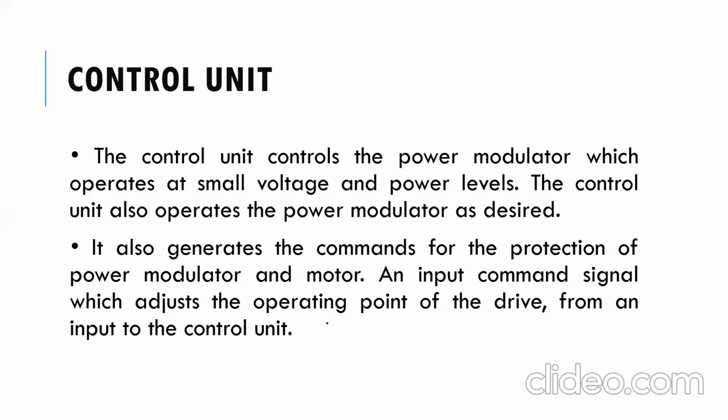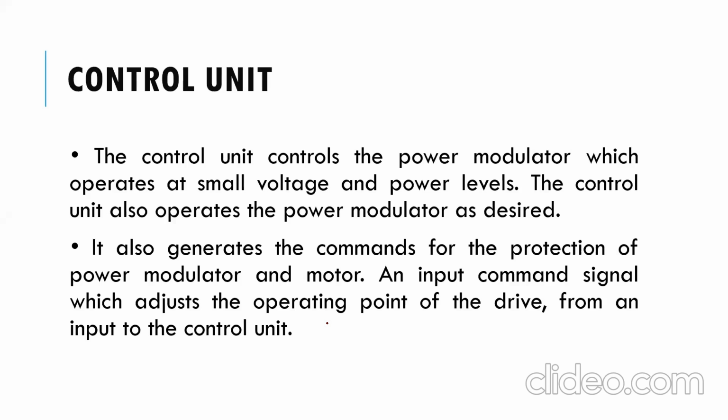An input command signal which adjusts the operating point of the drive is an input to the control unit. Means what? A command which must be given by us. Whether the machine has to run at 1000 rpm or 2000 rpm, or, if we require, the motor will be rotated in the backward direction. Such commands we have to give, or a computer has to generate them. Those commands are given to the control unit, and the control unit operates the power modulator as per the input command given.